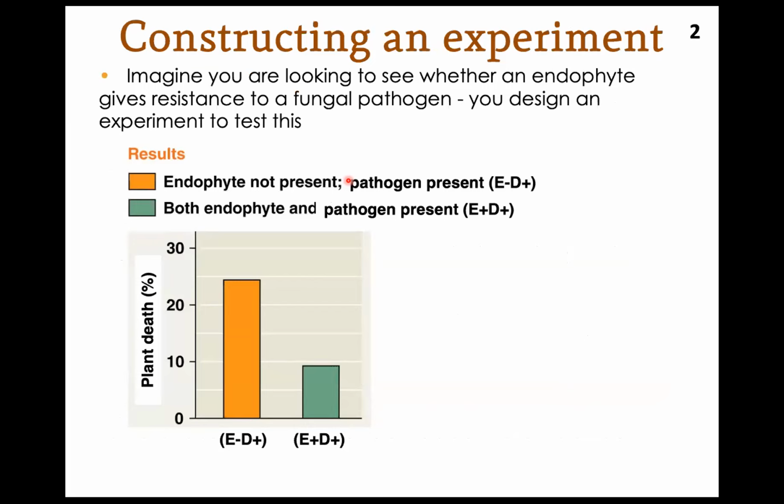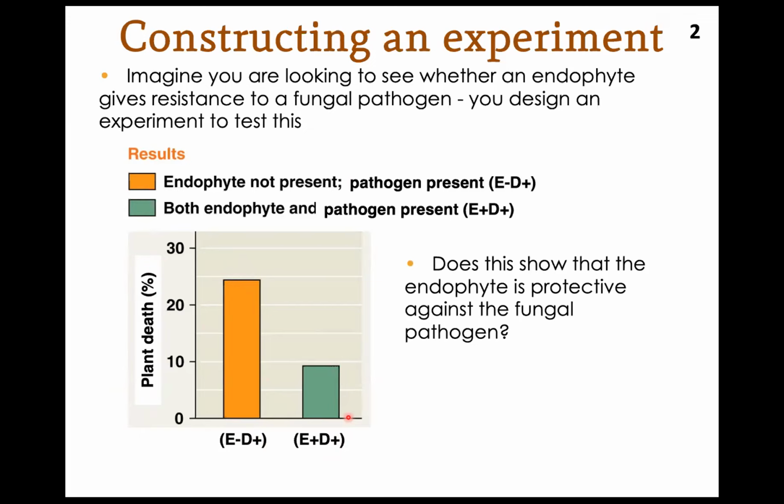And then the results are shown here in this graph, and what you've measured is the plant death rate, so the percent of plants that die over a certain period where they've been infected with the pathogen. And what you find is that when there's no endophyte in the plants, there's a higher rate of plant death than when the endophyte is in the plant.